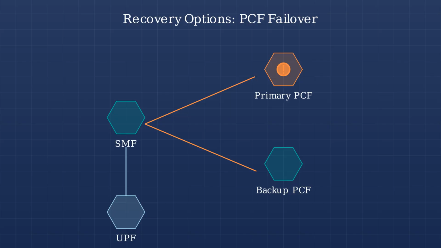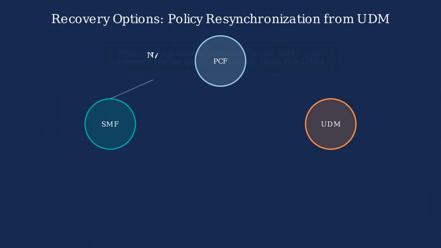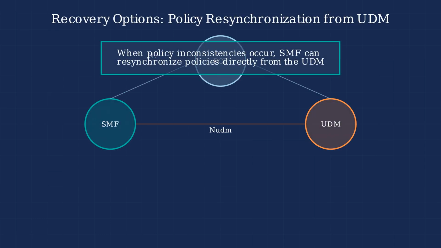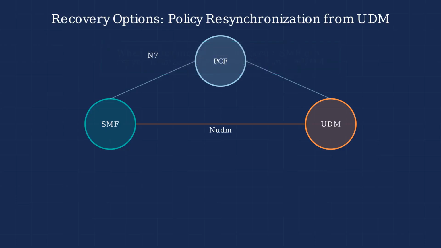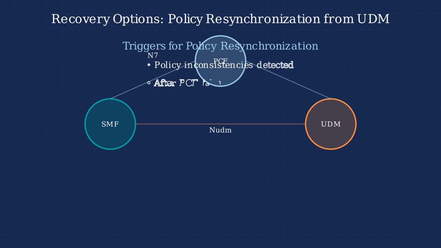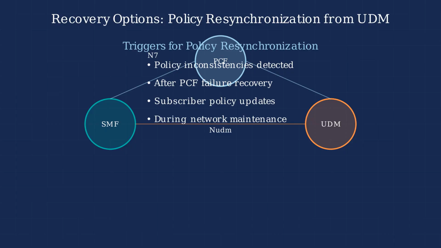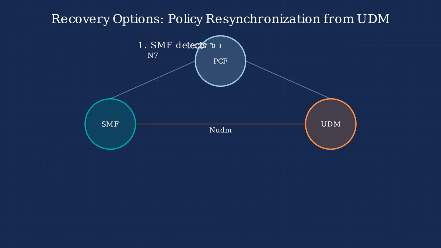available and policy compliant. When recovering from policy control issues, the SMF can resynchronize policies from the UDM. Several situations can trigger policy resynchronization: when inconsistencies are detected after a PCF failure, when subscriber policies are updated, or during scheduled network maintenance. The resynchronization process begins when the SMF detects a policy inconsistency. The SMF sends a request to the UDM to retrieve the latest policy data.